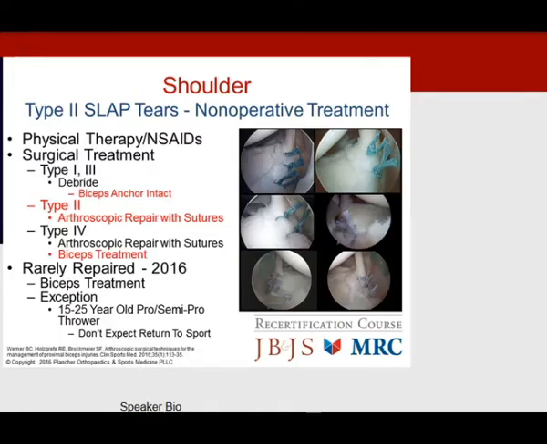We think more in 2016 that it is the biceps that needs to be treated more often than not, as we'll speak about, rather than the labral tear. And remember that the 15 to 25-year-old professional or semi-professional thrower, if you fix a labral tear, most often will not return to their original level of sports involvement.